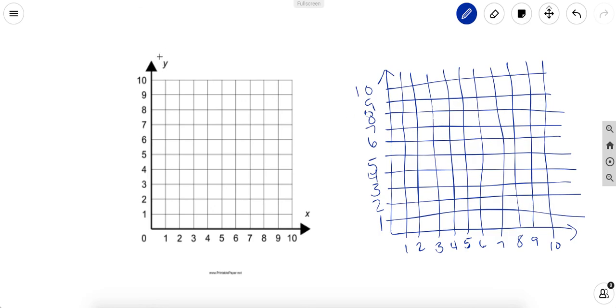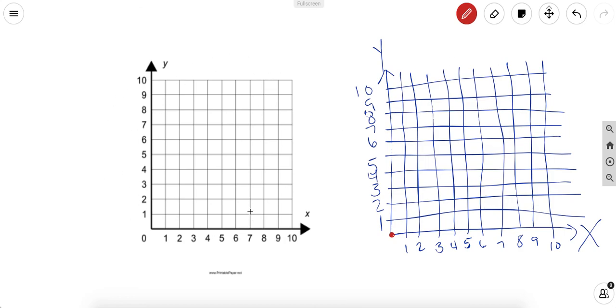Now remember, we're always going to label our up and down as Y, and we're always going to label our horizontal, my left and rights, by X. Okay? So, whenever we start something, we always start with this little corner here, and that's where we start doing our little counting. Okay, so this is how we draw one.